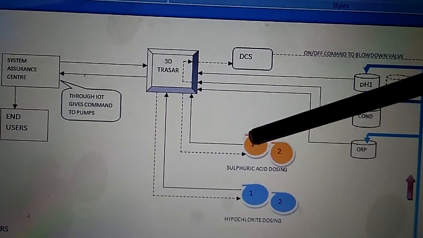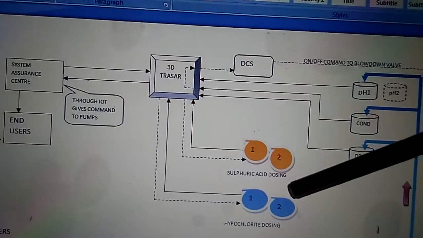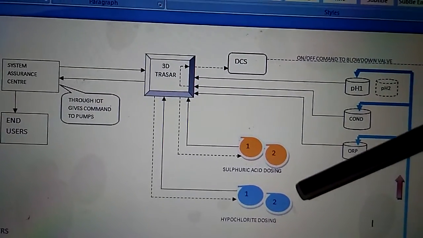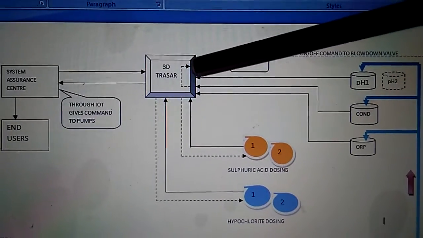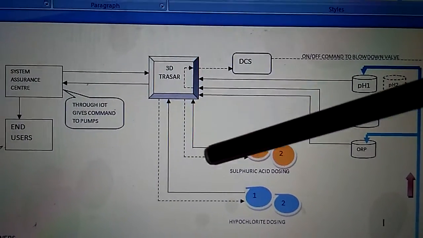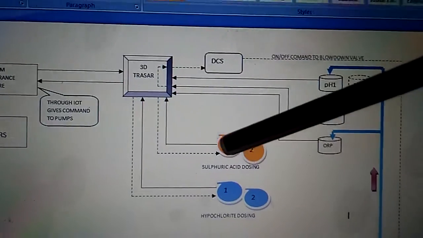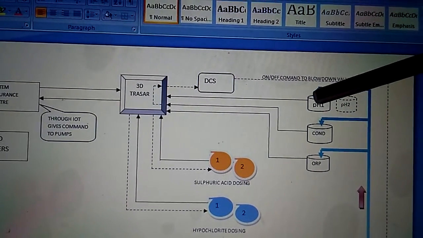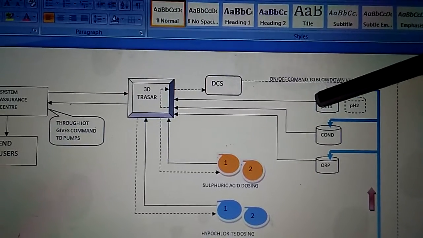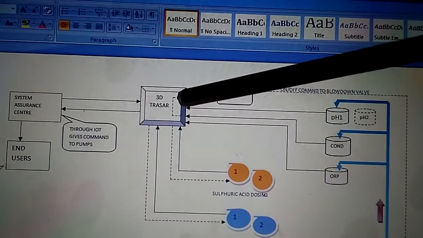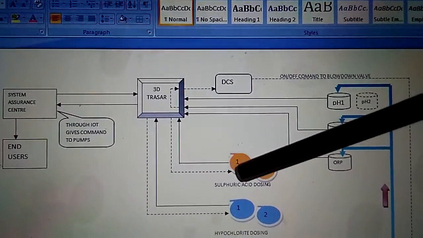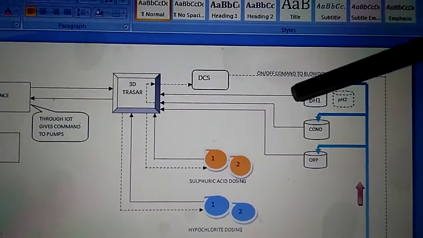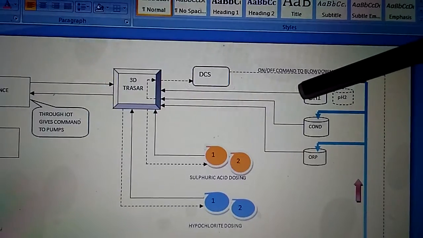One of the dosing pumps is in service, and the other is standby. So it gives signals to the pump to run. Now when it runs, the pH of the system will drop from 8.1 to 8 to 7.9. And when it comes to 7.9, it is programmed in such a way that it gives a signal to the pump to stop. In this way, it can control the pH of the CW system.